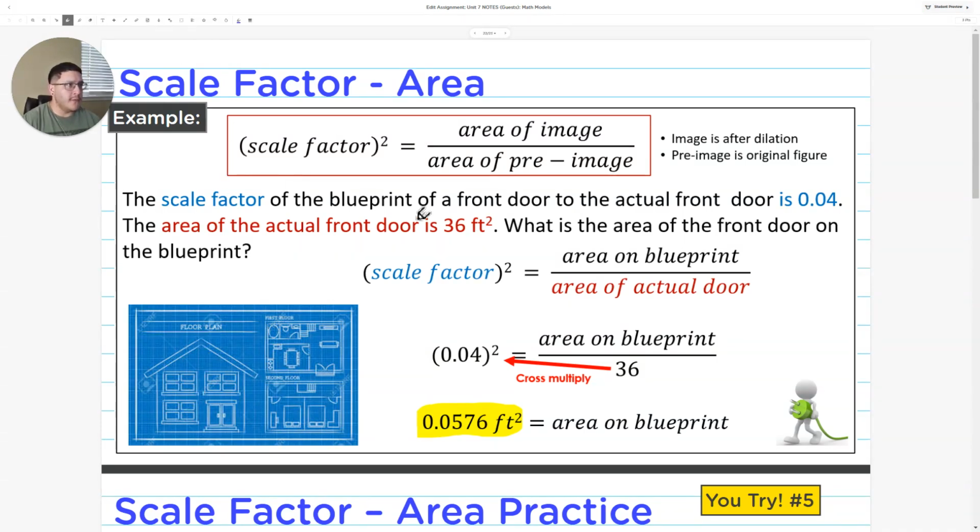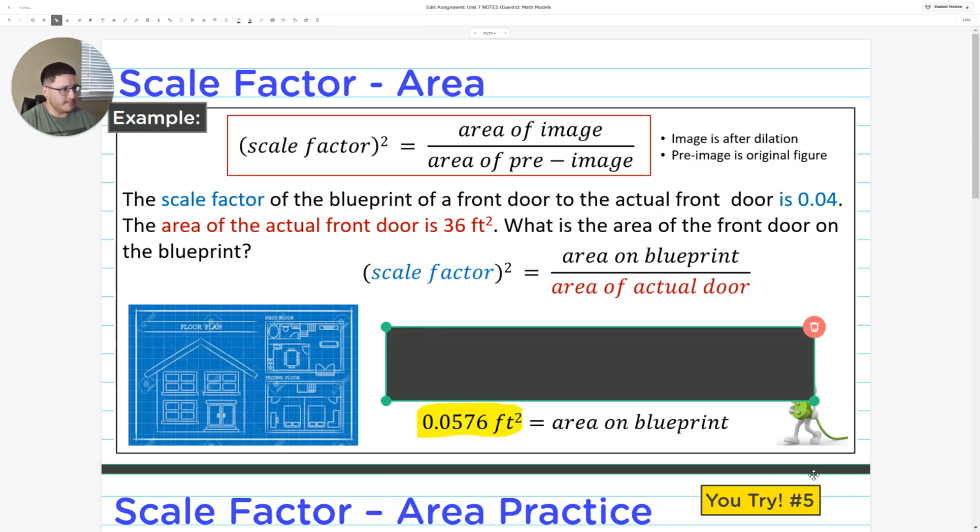Okay, scale factor, but in terms of area now. Scale factor in terms of area. Notice how the formula is generally the same. However, the scale factor is now being squared. So the scale factor in this example of a blueprint of the front door to the actual front door is 0.04. The area of the actual front door is 36 feet squared. What is the area of the front door on the blueprint?